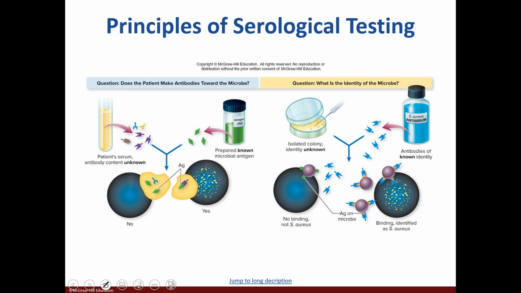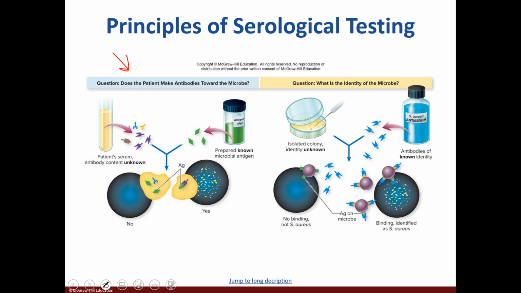Two questions can be asked in serological testing. The first is, does the patient make antibodies towards a microbe? The patient's serum with unknown antibodies is mixed with a known antigen, let's say syphilis, for example. If the antibodies against syphilis are not present, no binding is seen. However, if the patient does produce antibodies, a reaction will occur.